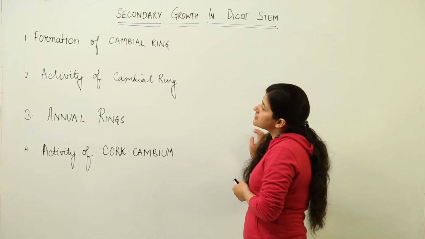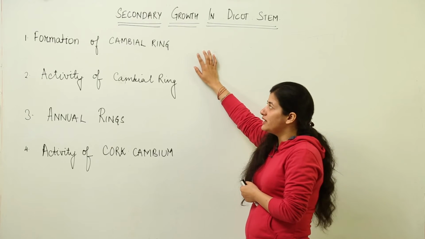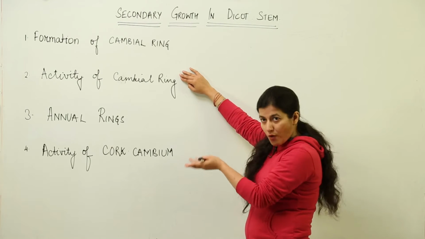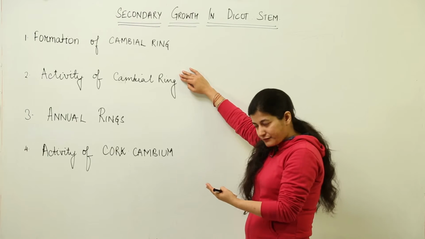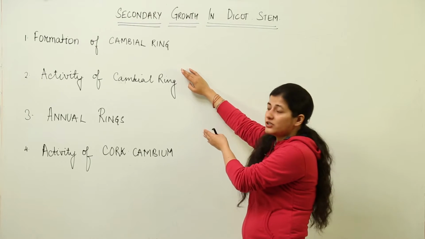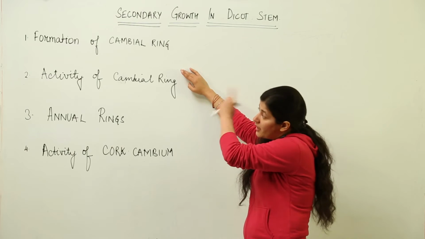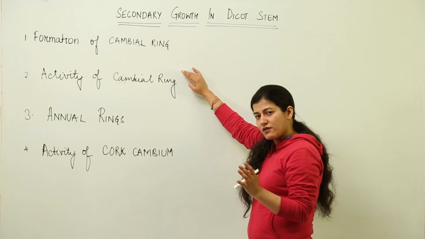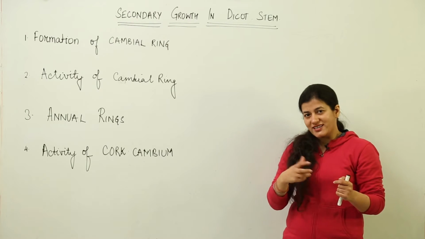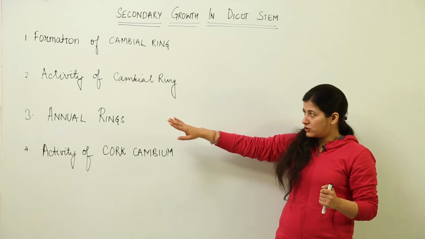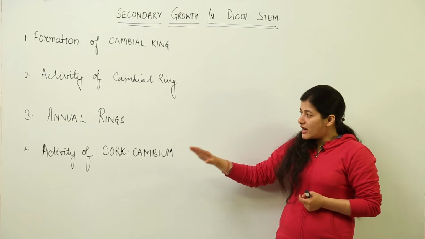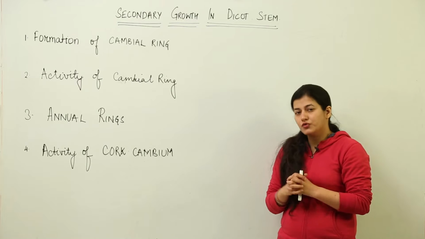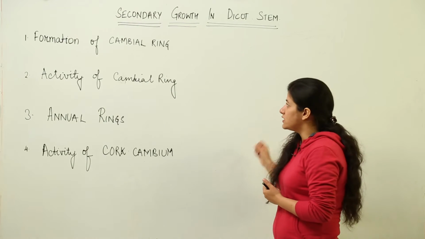Now the first step is that there is a formation of cambial ring. The second step happens to be that the cambial ring that is formed in the first step becomes active. Third step is, due to the activity of this particular cambial ring, there is formation of annual rings, and you must have observed a wooden log. There are concentric rings which are formed. It is those annual rings we are talking about. And last is the activity of cork cambium, and we are going to get introduced to a few terms one by one as we go across these points.